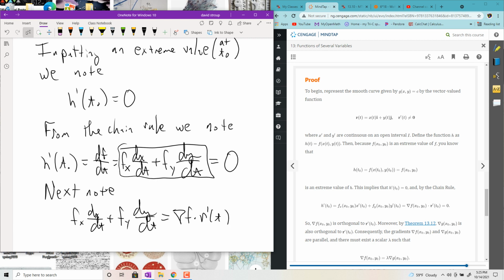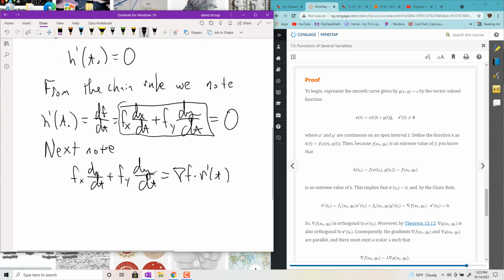It's all supposed to be at this particular extreme value, but if you don't mind, I'm not going to write out all the little x sub zeros, y sub zeros, t sub zeros. Anyways, this thing equals 0, and if you remember chapter 11 material, you'll note that these two are orthogonal. Hence the gradient of f is orthogonal to this tangent vector r prime of t.